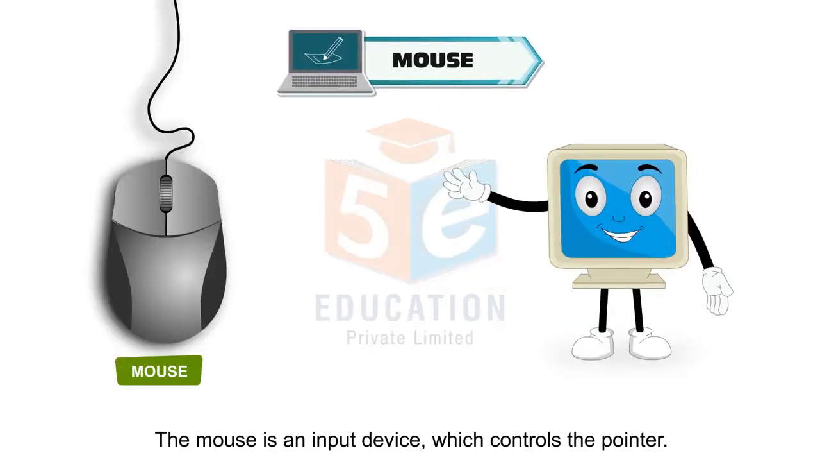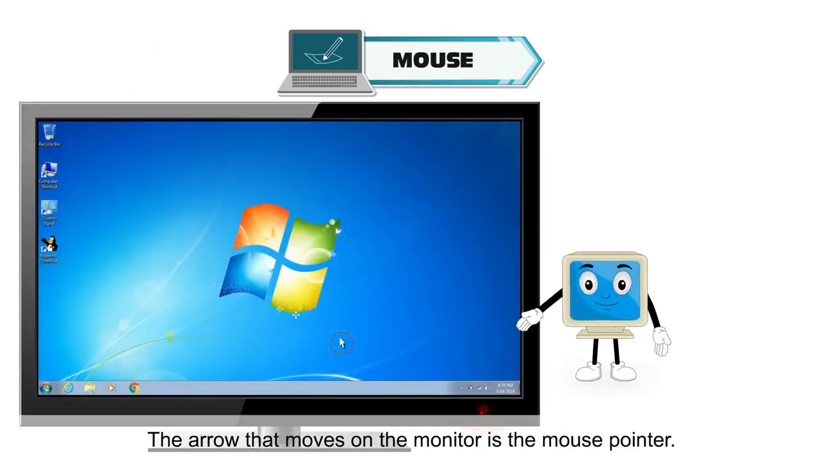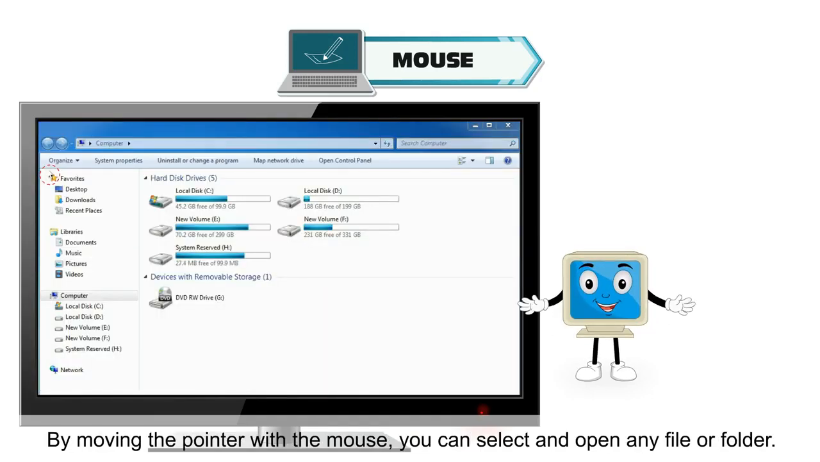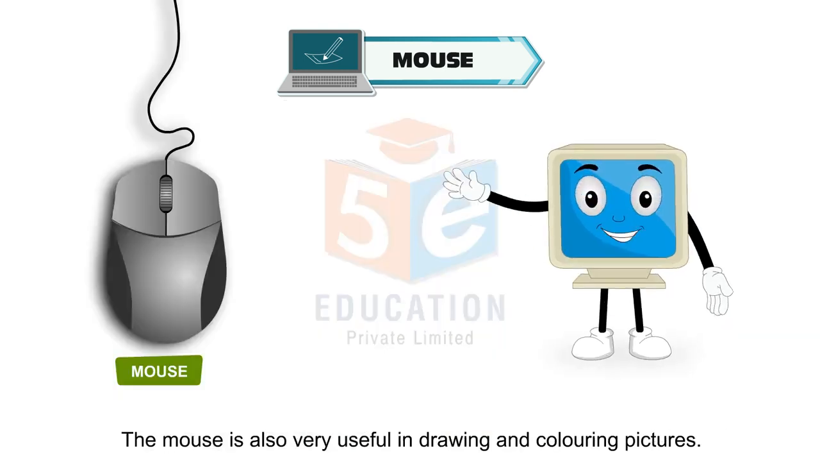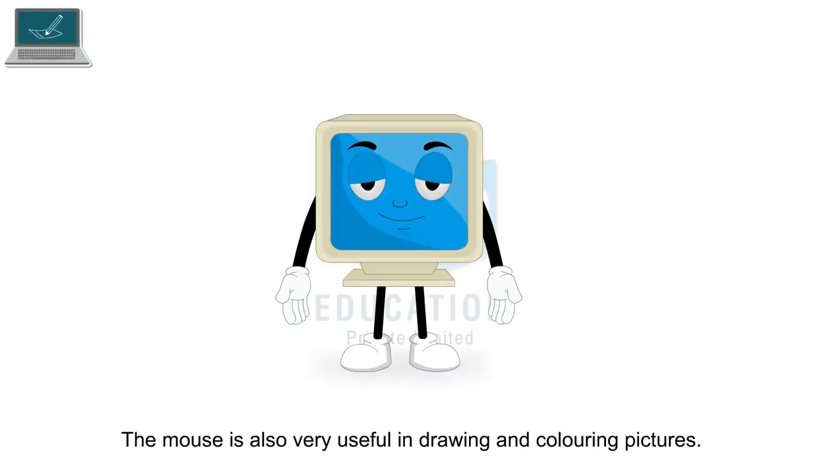The mouse is an input device which controls the pointer. The arrow that moves on the monitor is the mouse pointer. By moving the pointer with the mouse, you can select and open any file or folder. The mouse is also very useful in drawing and coloring pictures.